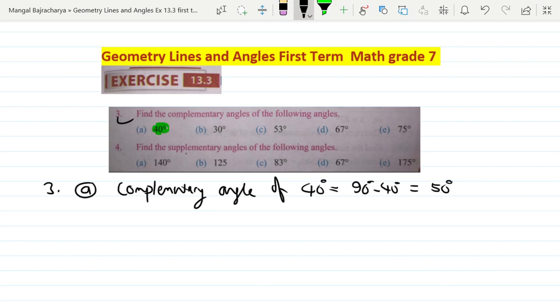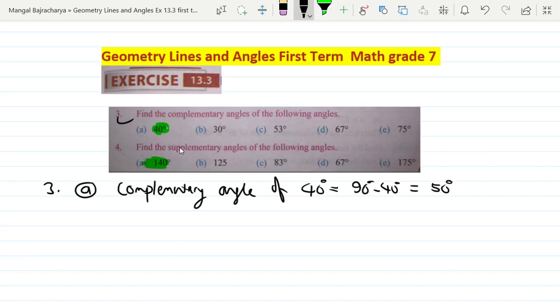After talking about the complementary angle, now let's know about the supplementary angle. Supplementary angles are those whose sum is 180 degrees. They may be a pair of angles like 90 and 90, their sum is 180, so they are supplementary angles. Here in number 1 we are asked to find a supplementary angle of this 140 degrees. To find a supplementary angle of any given angle, you have to subtract that angle from 180 degrees.